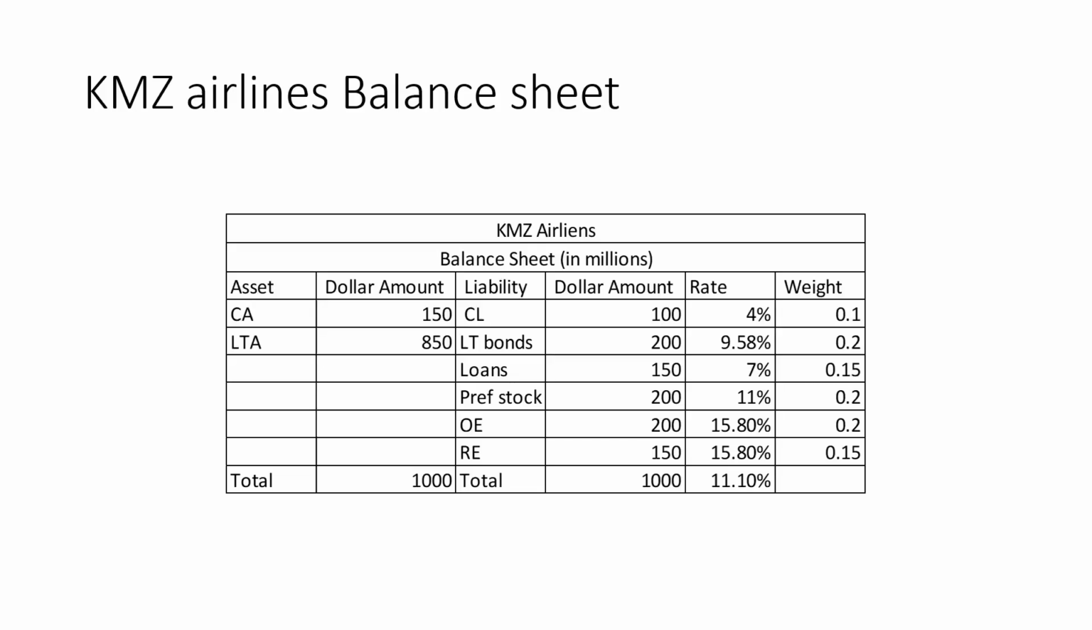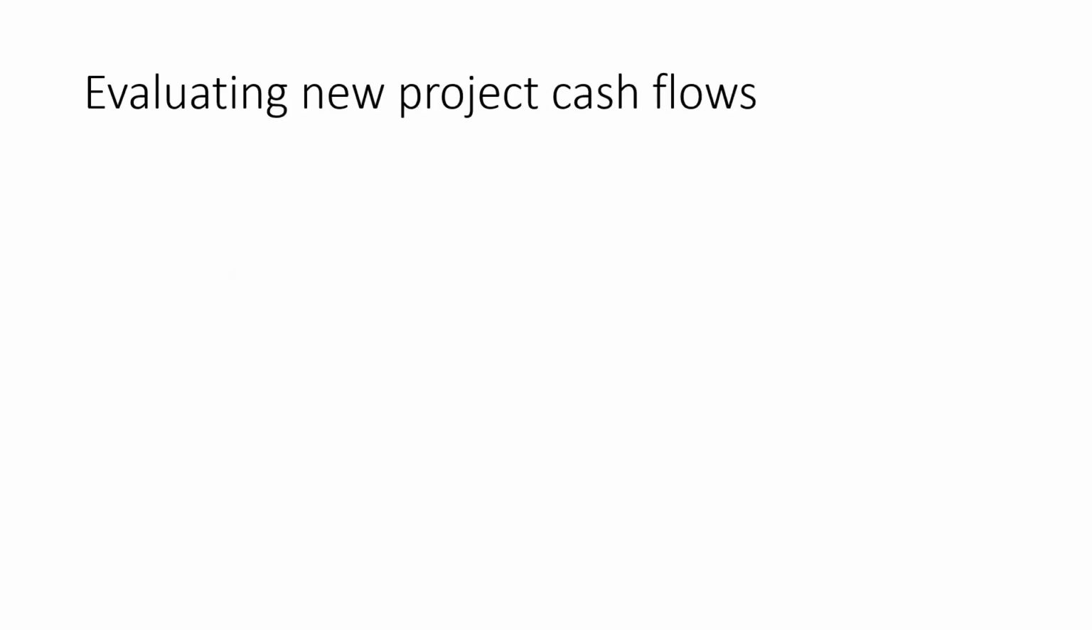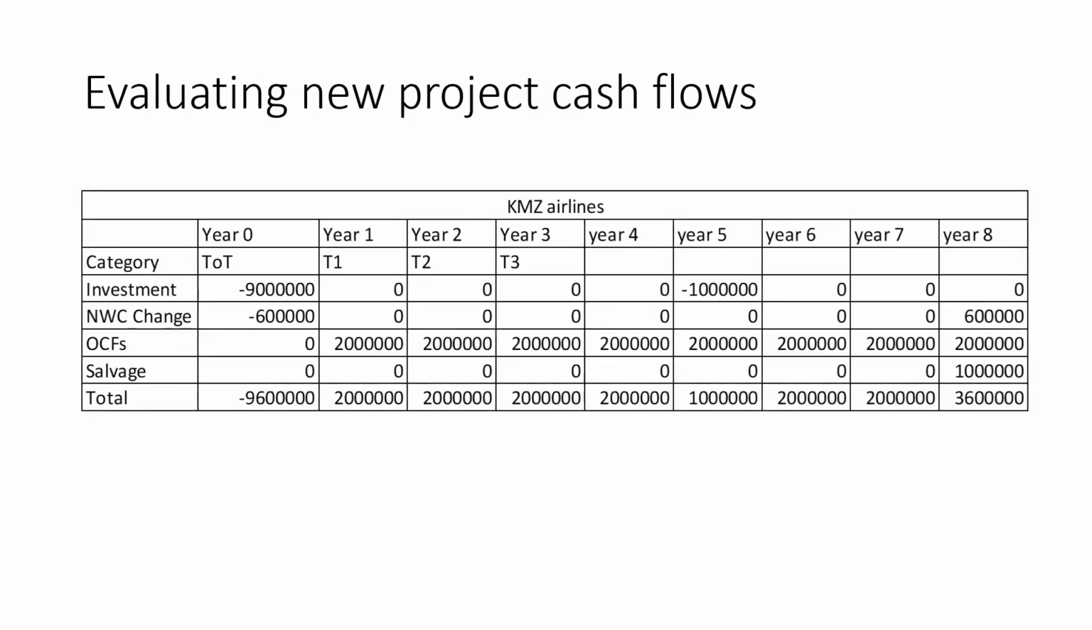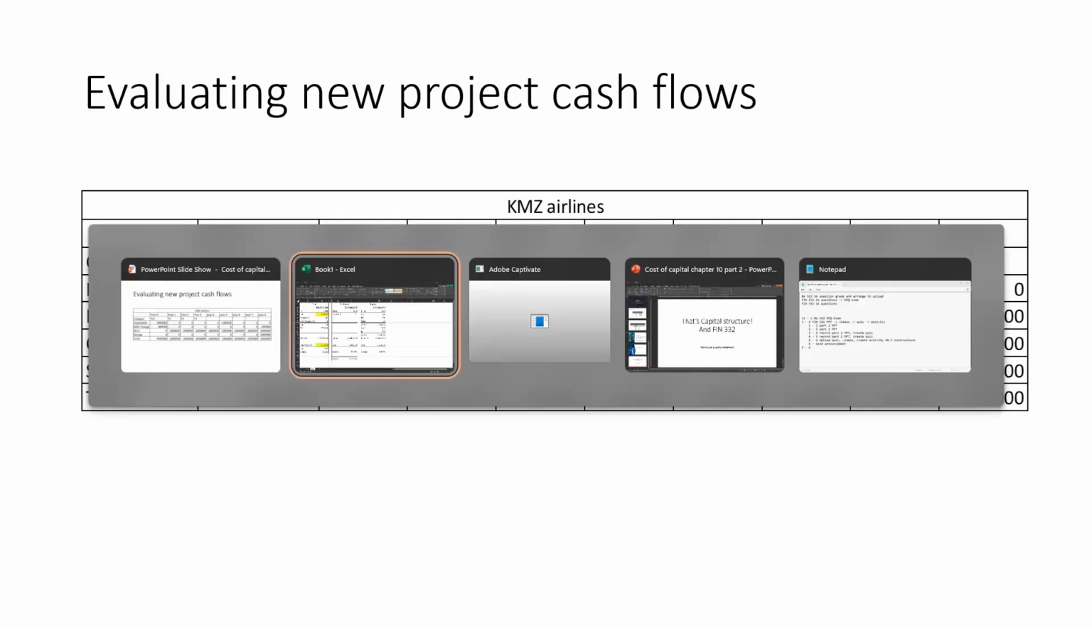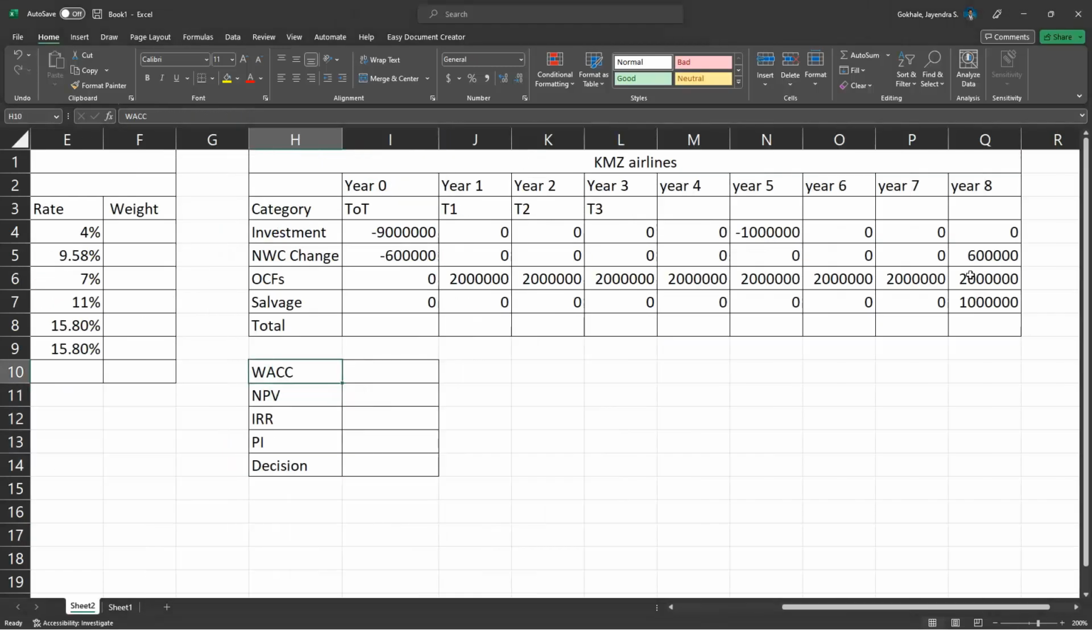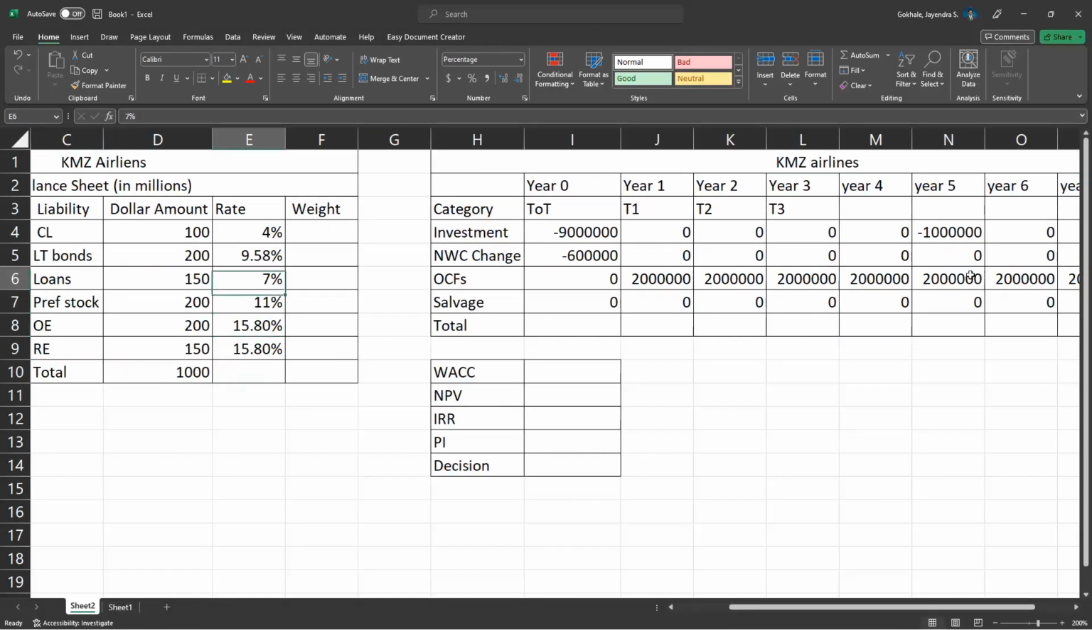Okay, so now this is a separate example. Let's assume KMZ Airlines now has a balance sheet that looks like this, and we're going to assess a project with cash flow like this. So let's go back to Excel. The sheet is ready.